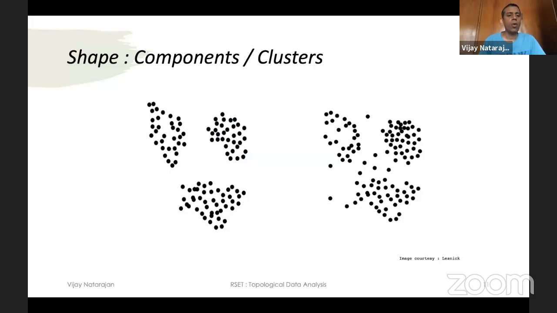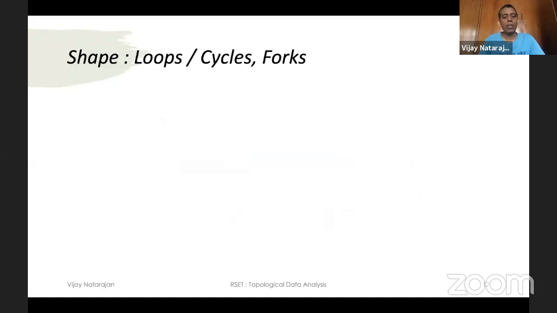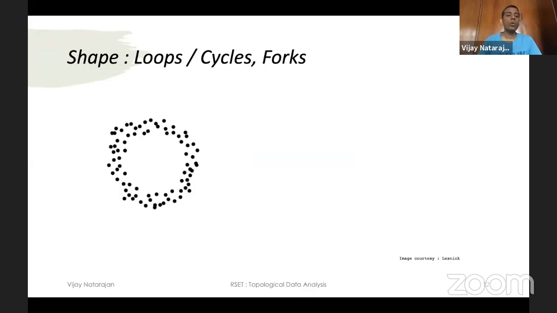But let's take this forward a little bit. Remember, we are now talking about the shape of this data, right? So the shape, as in you have 3 clusters. Now the shape could also be in other forms. So here is a very interesting collection of points. I can quickly see that it forms one cluster, right? But it also exhibits a cycle or a loop or a hole, right? Different terms for the same thing.